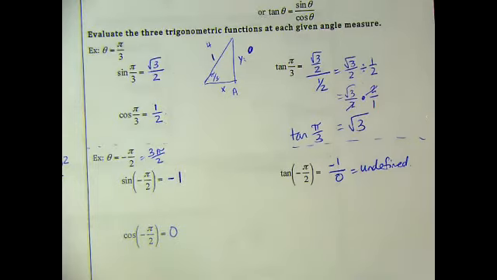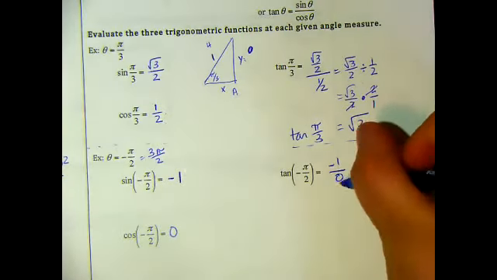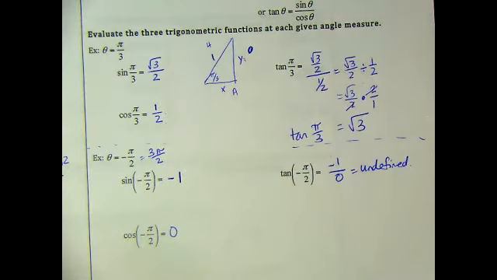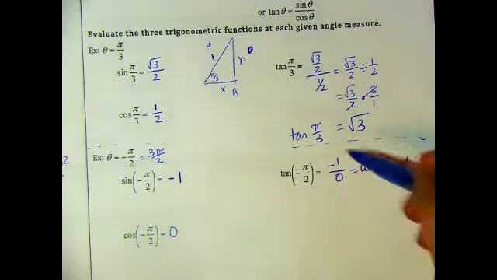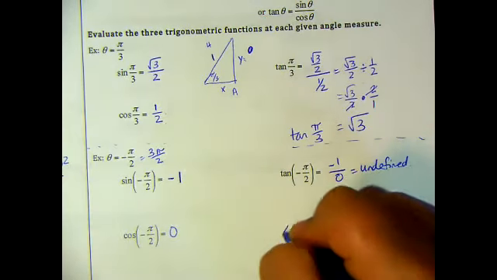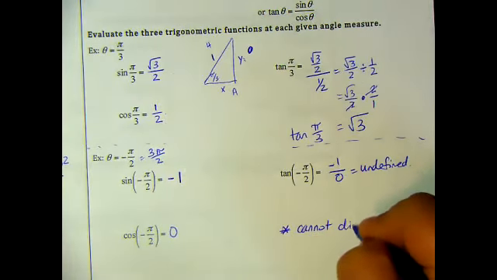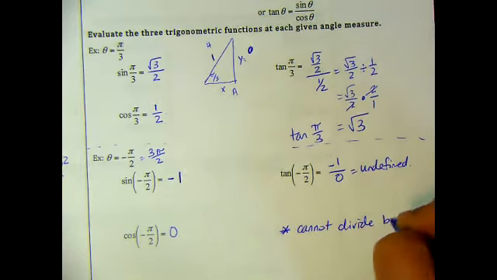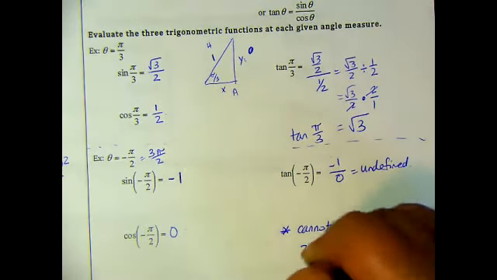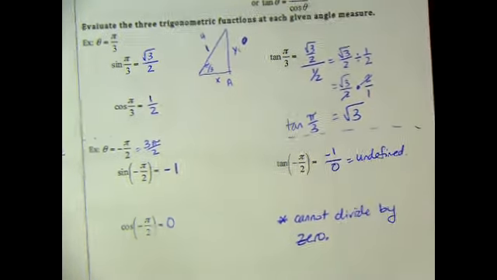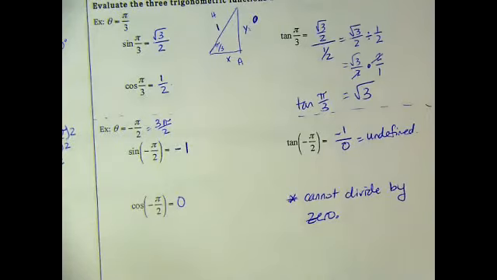Okay, tangent will be undefined. Now, if it was 0 over negative 1, that would just equal 0. But you can't divide by 0. Put a little note for yourself here. Cannot divide by 0. Okay, just in case we forget from time to time.